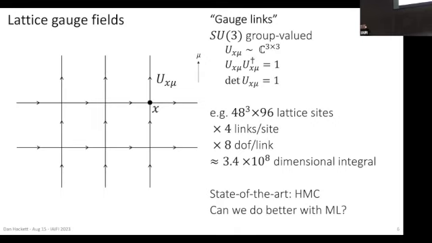For a calculation I'm working on right now, I'm using a 48 cube by 96 lattice. We can count the degrees of freedom in this, and you'll find that this is a nearly billion-dimensional integral. So I think that should give you some sense of scale. You can't possibly imagine doing this without using a Monte Carlo method. The state-of-the-art algorithm in QCD for sampling gauge fields from the distribution defined by our lattice actions is hybrid or Hamiltonian Monte Carlo. Maybe you heard of it. We invented it originally to do lattice QCD. And the question we've been asking is, can we do better than this using machine learning?